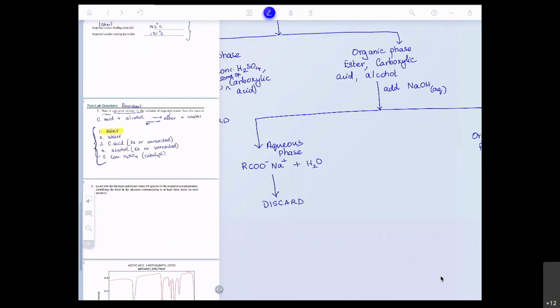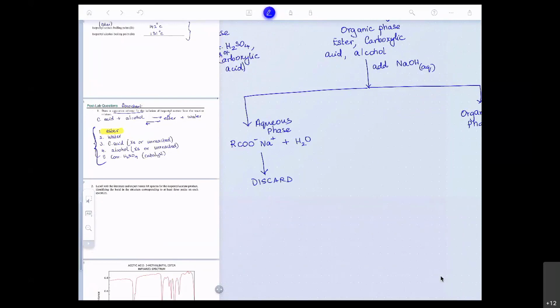Sodium hydroxide is not a strong enough base to react with alcohol. Alcohol is a weaker acid. Carboxylic acid is a stronger acid. So it's only the carboxylic acid that's going to react. We don't need to do anything with this aqueous phase.